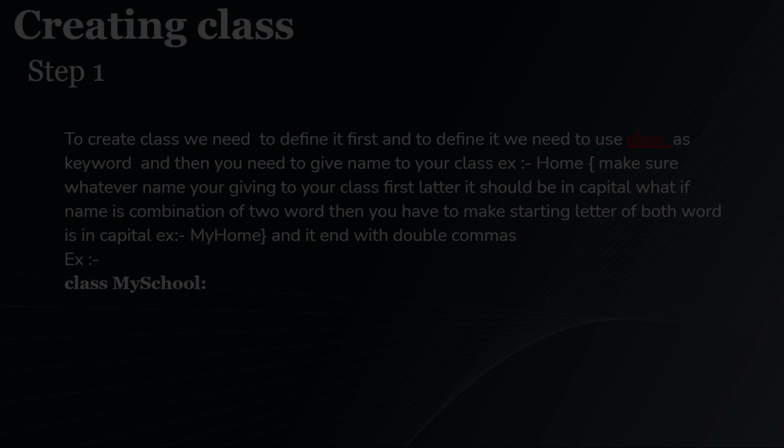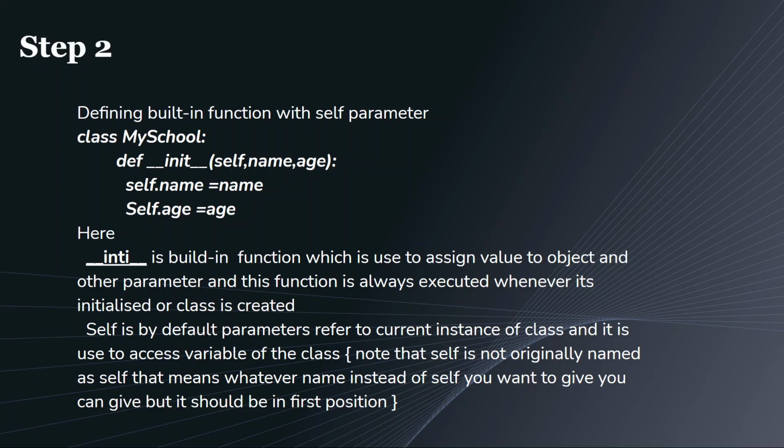Let's move ahead. Step number 2. Defining built-in function with self parameter. Here we are defining an init function with its self parameter. Now what is the init function? Init is a built-in function which is used to assign values to the objects and other parameters. And this function is always executed whenever the class is initialized or class is created.